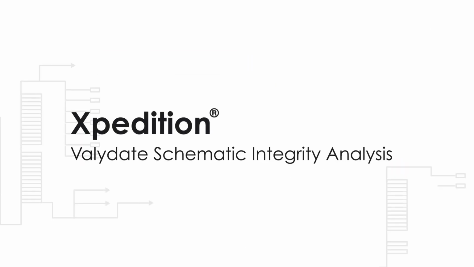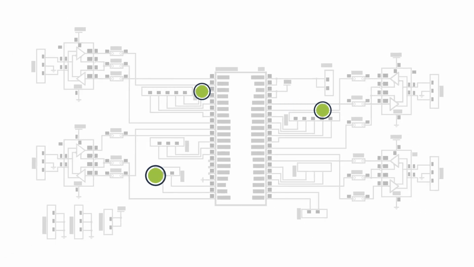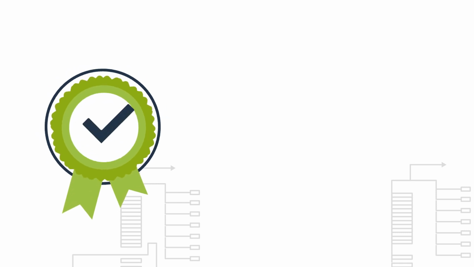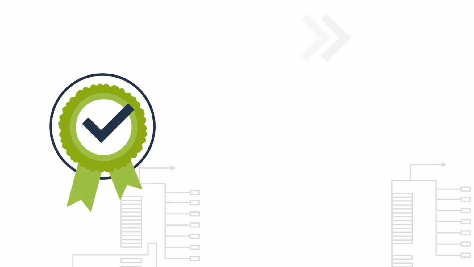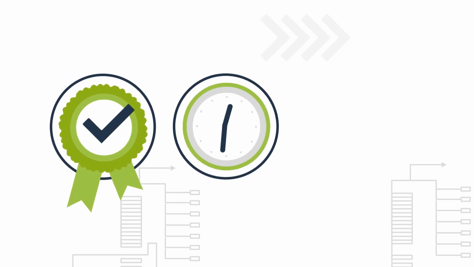Expedition Validate is a hardware design verification tool which automates the process. Expedition Validate catches errors early on at the stage of schematic creation. As a result, Expedition Validate improves end product's quality, saves time and money, and reduces the number of respins.